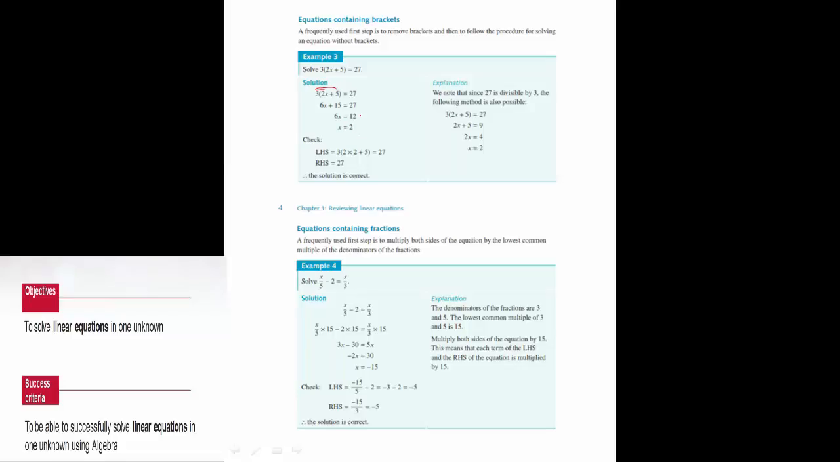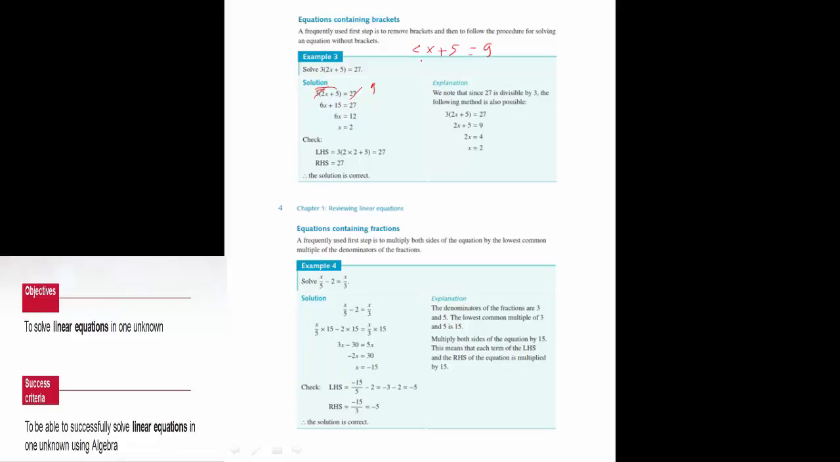Now, one thing we can do alternatively is, if you notice from the start, that 27 is divisible by 3. 27 divided by 3 is 9. Okay, so we could have also changed the equation from the start to be 2x plus 5 equals 9 and solve it, which will make it the same format as what we just solved before.